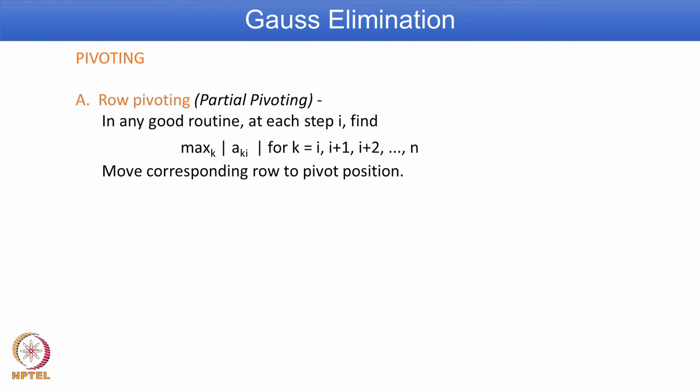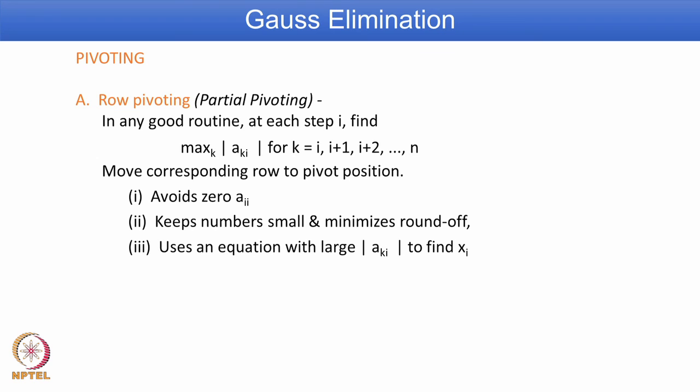So, pivoting we have 3 different types. First one is what is known as row pivoting. It is also otherwise called partial pivoting. It is good for many situations. At every step i we find the max corresponding to k i to n, and all other elements are adjusted for that maximum value. So, move the corresponding row to the pivot position.